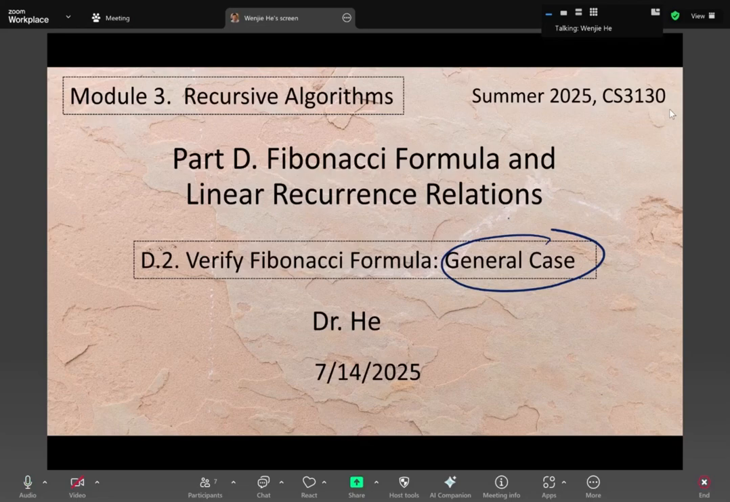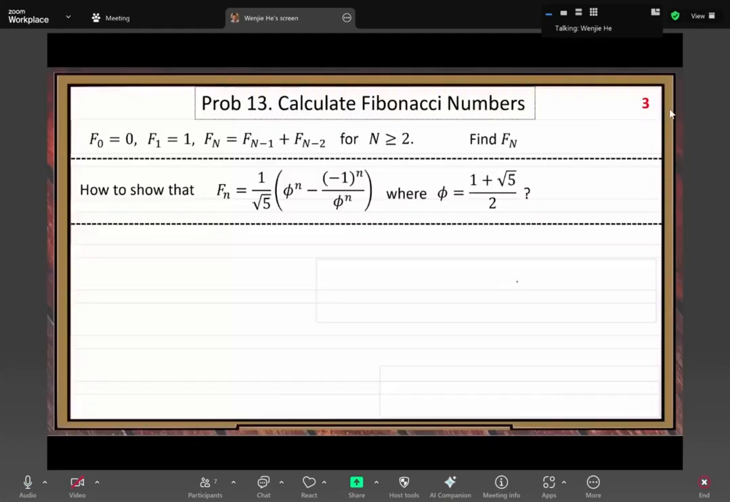But step 3, we need to do the general case verification based on that statement. Here I need to explain. When I show you this verification's details, I need to explain the logic: why, if we do the mathematical induction here, we can prove the formula is always true, always correct. So what's that logic?